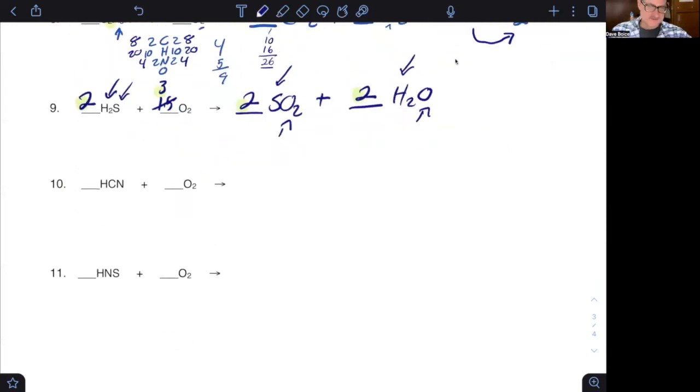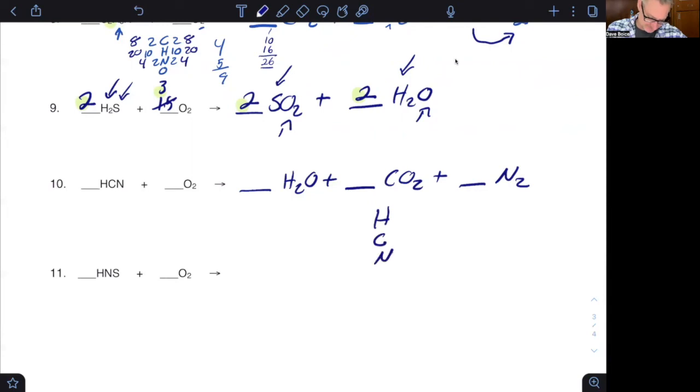And HCN plus O2. So we already know hydrogen is going to form H2O. We know carbon is going to form CO2. And we know nitrogen is going to form N2. So let's take a look at what we got here. H, C, N, and O.